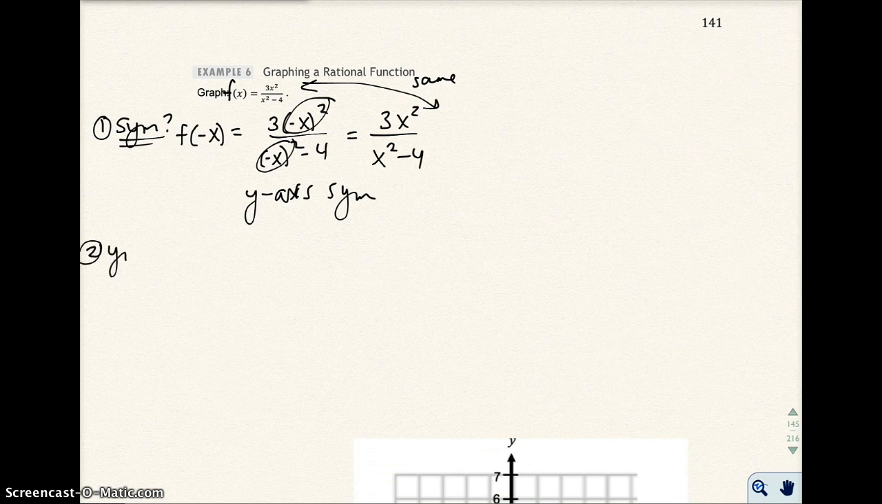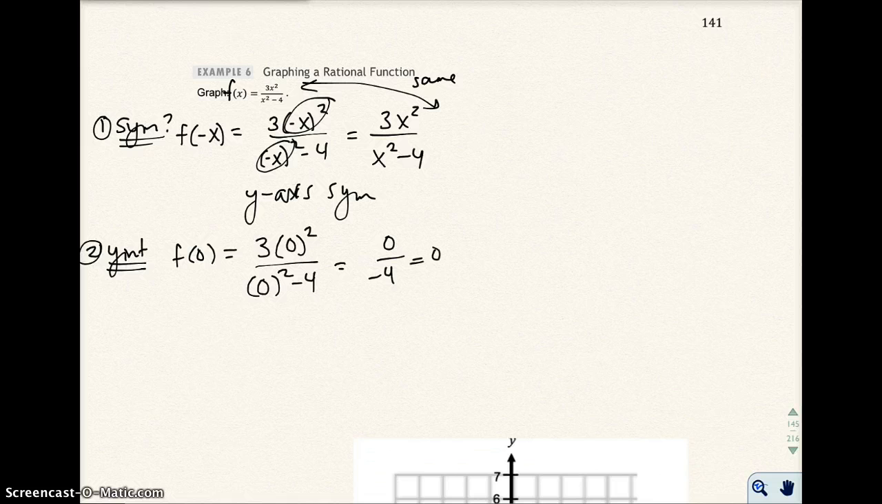Step 2, find the y-intercept. So I have f of 0 equals 3 times 0 squared over 0 squared minus 4, which gives me 0 over negative 4, which is 0. So 0, 0 is my y-intercept.